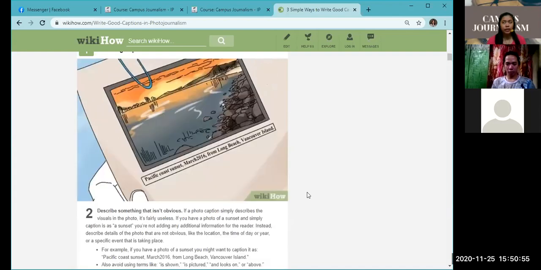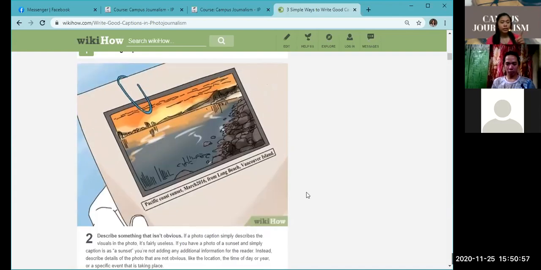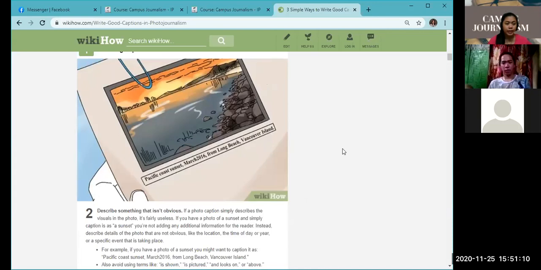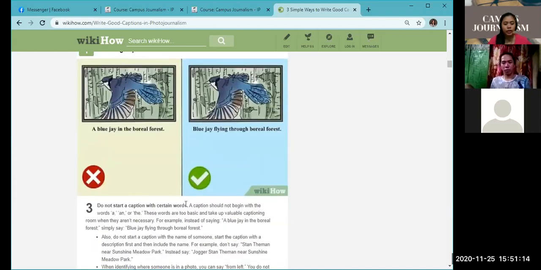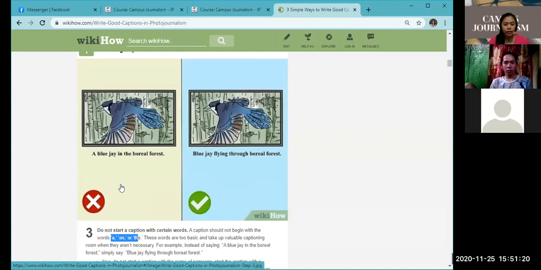For example, the example that I showed to you earlier about katong mga tourists sa Baguio City, katong nang bangka ba, those are examples. It was taken in a specific year and where did they take it. And then do not start a caption with a certain word, especially articles like a or the. So we say no to the caption a blue jay on the boreal forest, we say yes to blue jay flying through a boreal forest.